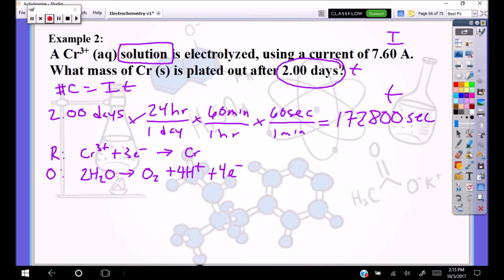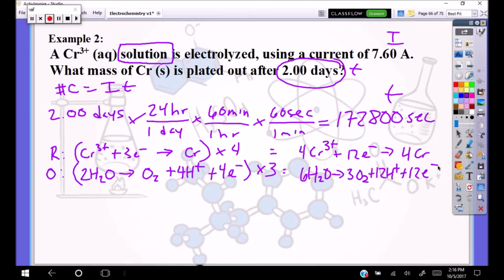Okay. So we have to go ahead and balance this. What do I need to multiply my reduction reaction by? And what do I need to multiply my oxidation reaction by? All right, times 4 for the reduction, times 3 for the oxidation. So we have 12 moles of electrons in this reaction.